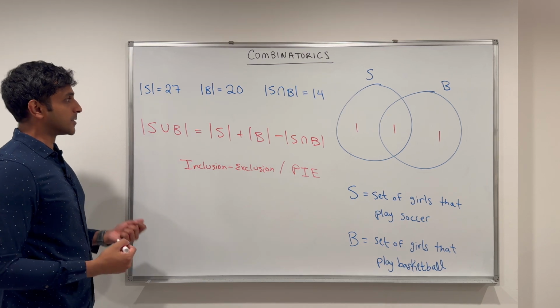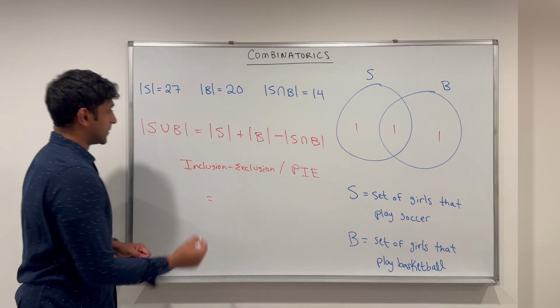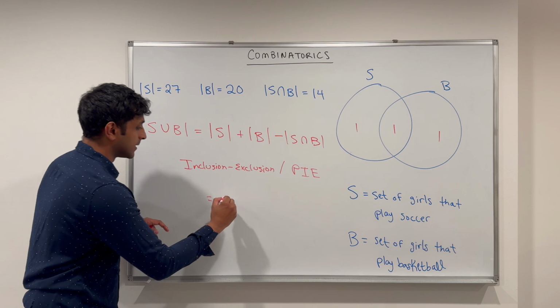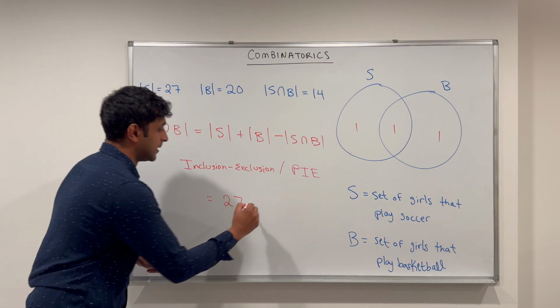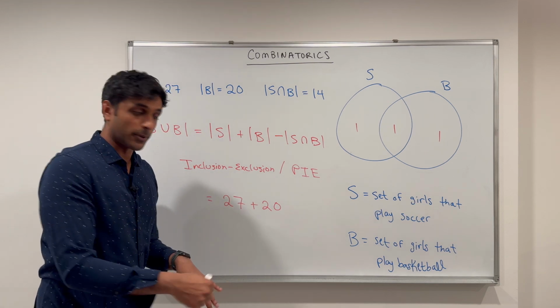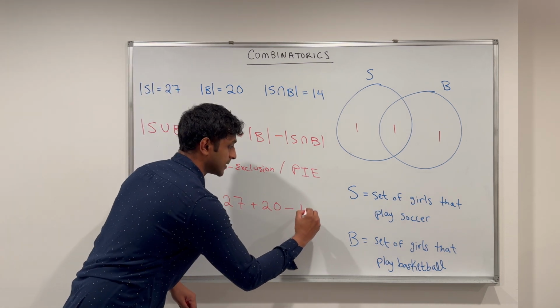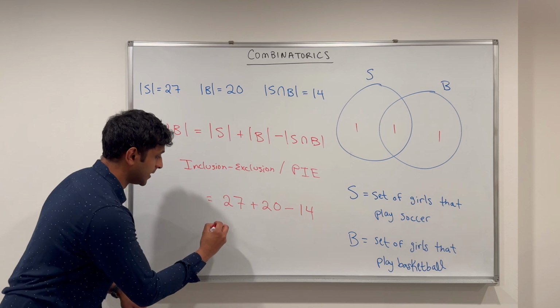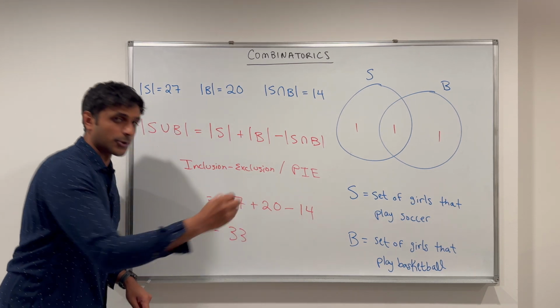Now let's apply that to this problem, right? So the size of S union B would be the number of girls that play soccer, the number of girls that play basketball, but we overcounted the girls that play both, so we need to subtract it once to make sure we count them only once, and that in this problem is equal to 33.